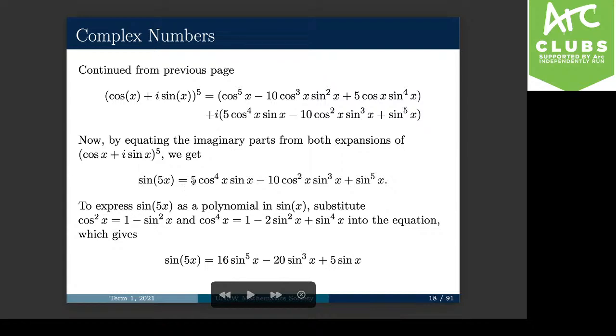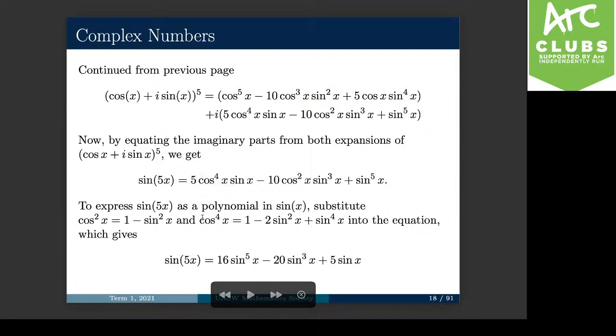Okay, doesn't matter. So sine 5x equals 5 cos to the power 4 x sine x minus 10 cos squared x sine to the power 3 x plus sine to the power 5 x. Since the question is asking you to only express in terms of sine x, you're trying to convert all the cos terms to sine terms.